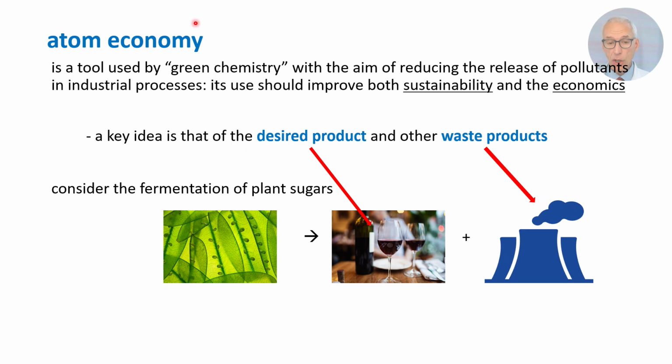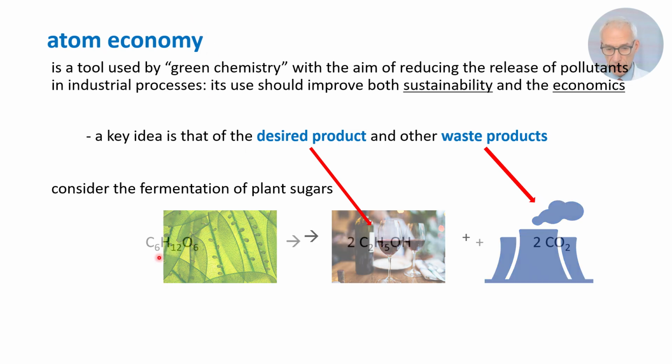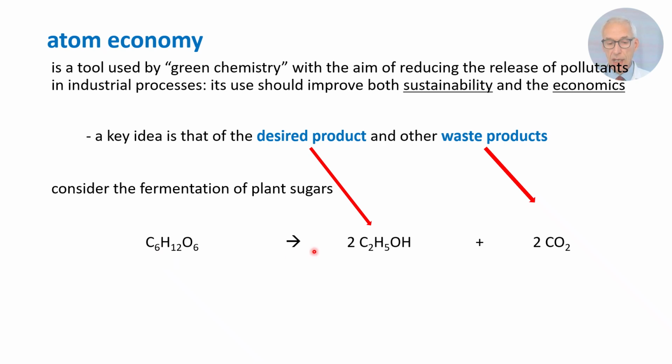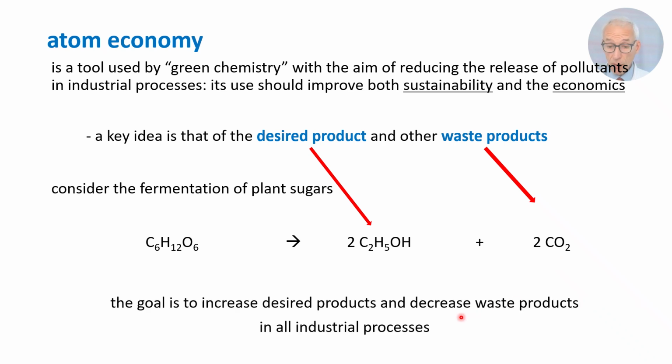But atom economy is based on a chemical equation for those processes. So glucose is turned into ethanol. The ethanol is the desired product. The waste products are identified by the equation as carbon dioxide. The goal is to increase the amount of desired products in any industrial process and decrease the waste products released into the environment.